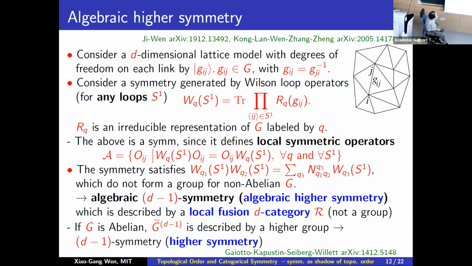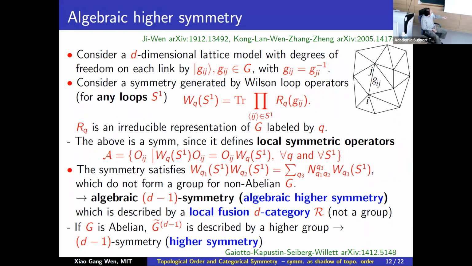Then you can show that the product of two transformations does not give us a third transformation, but gives us some kind of fusion rule of representations. This N_ijk is now N^{Q3}_{Q1,Q2}. It's some kind of fusion coefficient, which is really given by the fusion coefficient of the representations R_Q. And so this non-trivial fusion coefficient really says that the composition of two symmetry transformations does not satisfy the group law. So it's kind of a fusion ring.